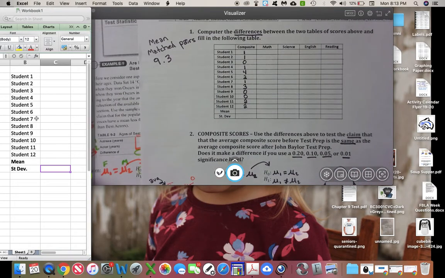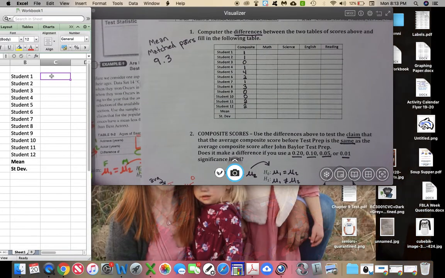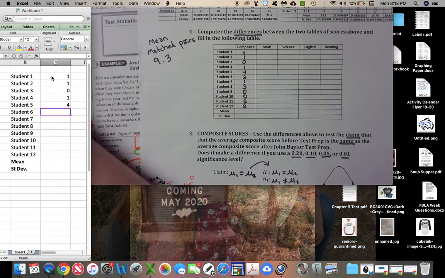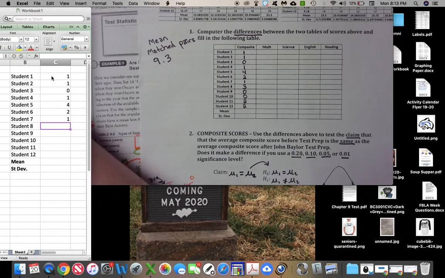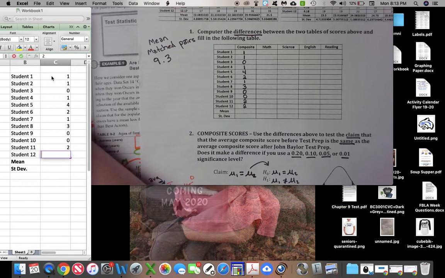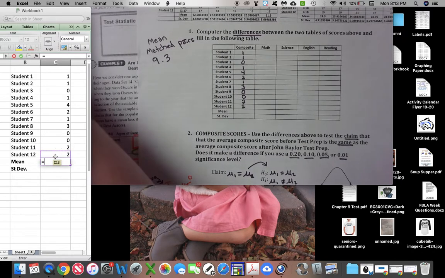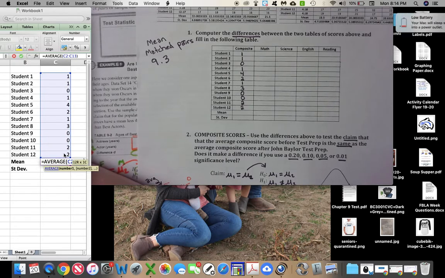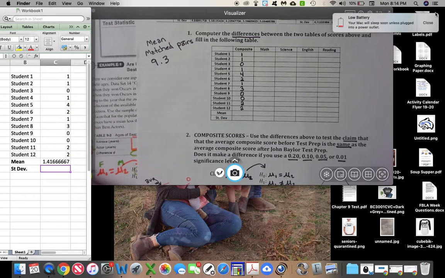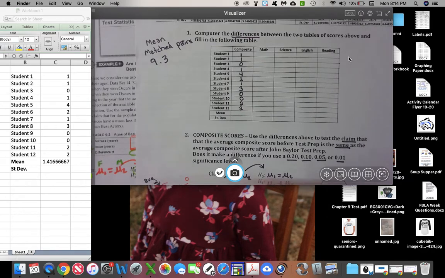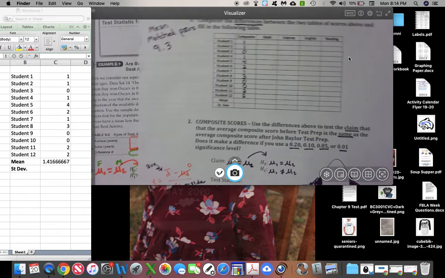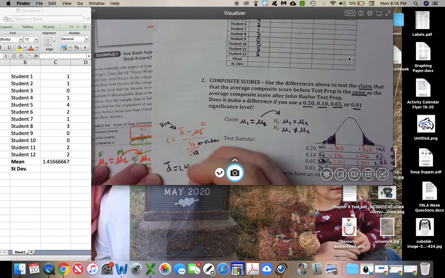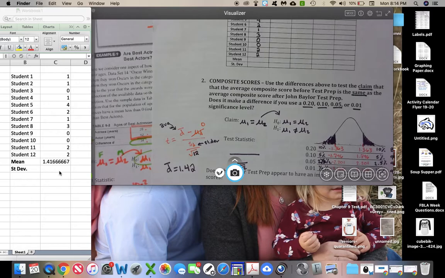I'm going to go over to my spreadsheet, and I'll do this one for you. 1, 1, 0, 1, 4, 2, 1, 3, 0, 0, 2, 2. Okay, mean, I need the average. The average of those numbers is, I'll put down over here, D bar equals 1.42, let's say.